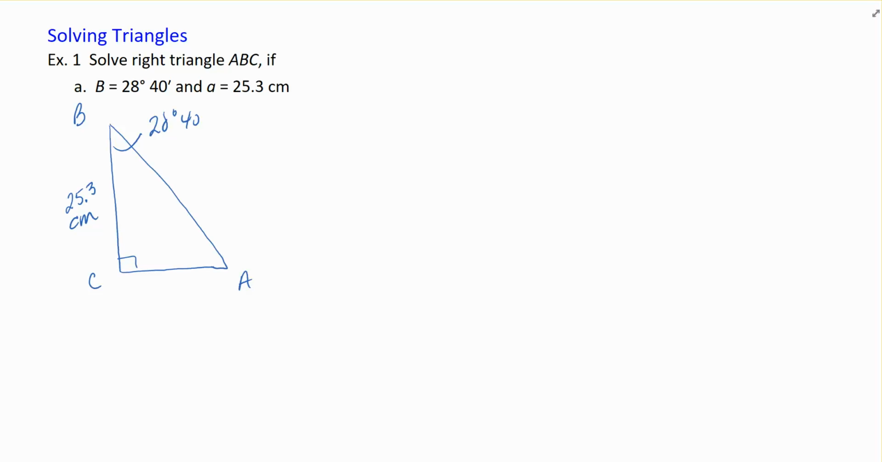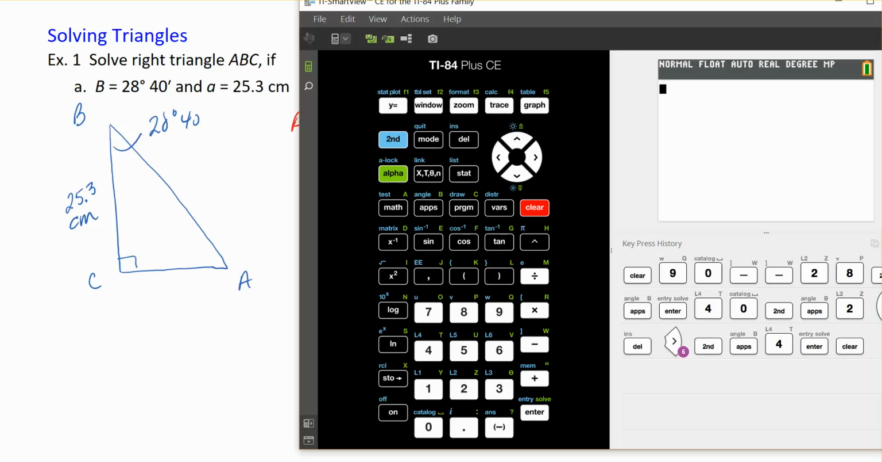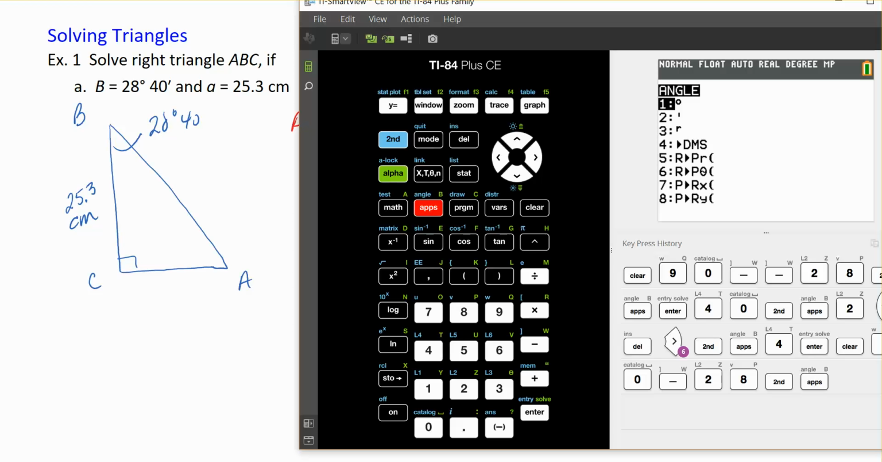I know because it's a right triangle that angles A and B are co-functions or complementary angles to each other, I should say. So both of those angles should add to be 90 degrees because that's the remaining value out of the 180 available. So if I let angle A be equal to 90 minus 28 degrees 40 minutes, let's go find that value on the calculator. So this is going to be 90 minus 28 degrees and 40 minutes.